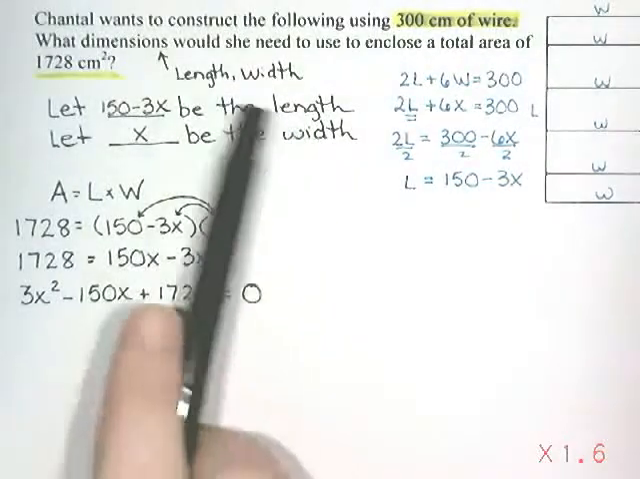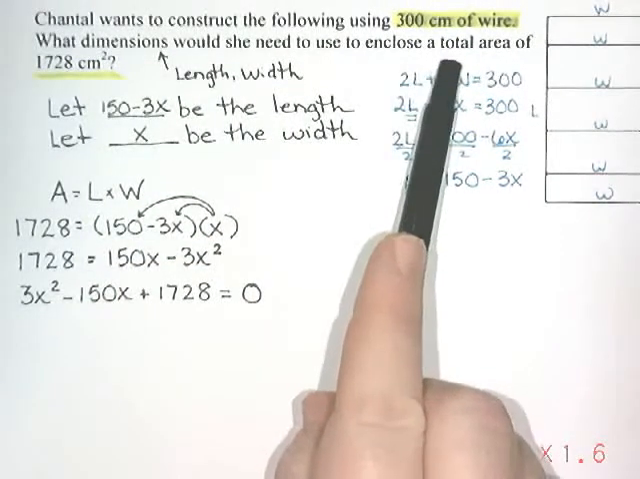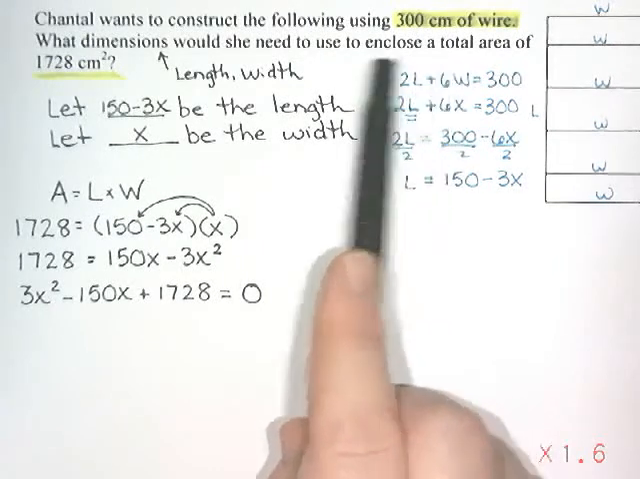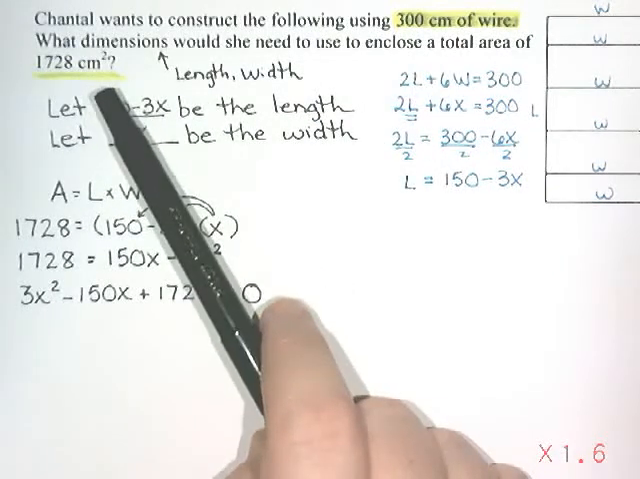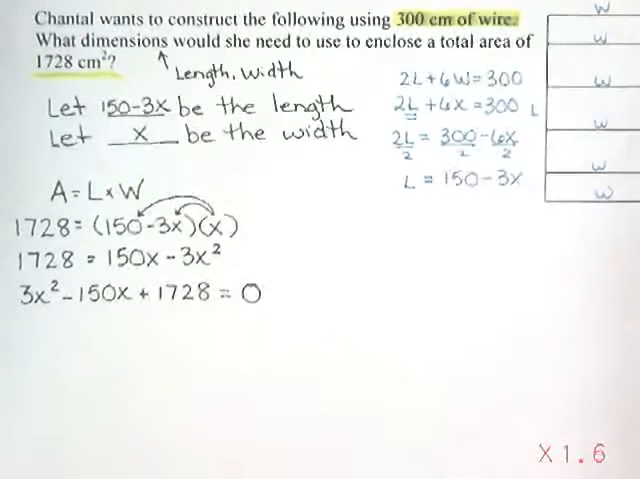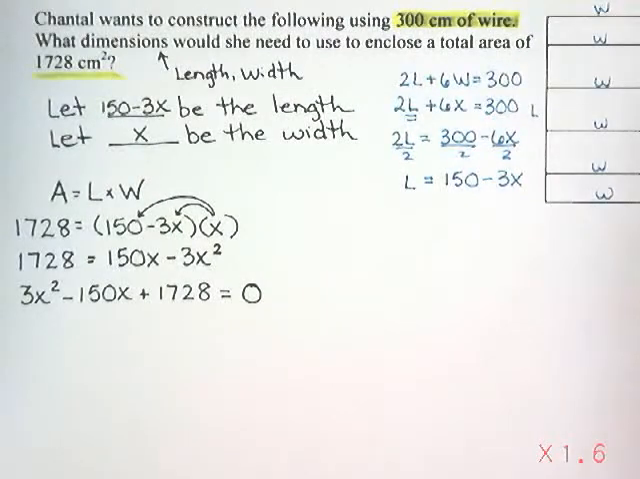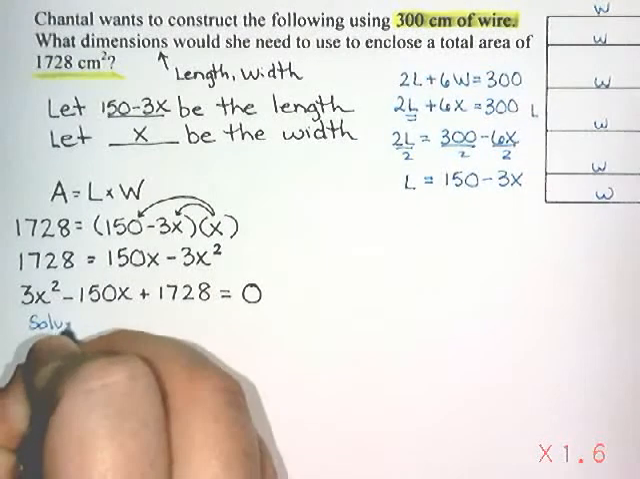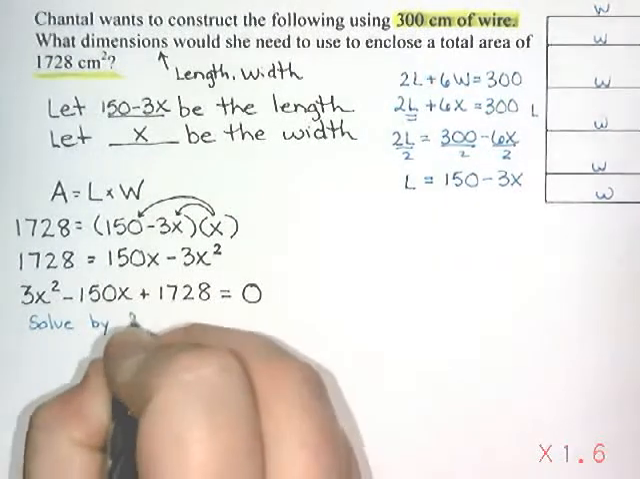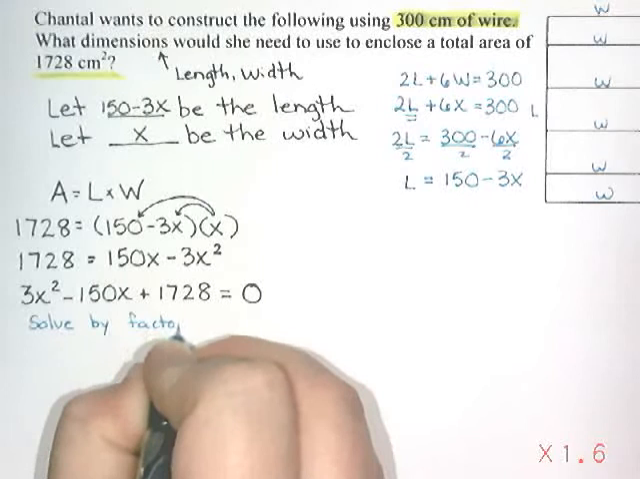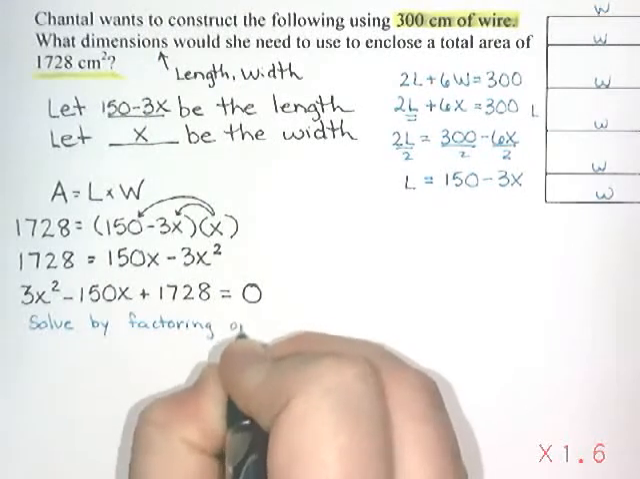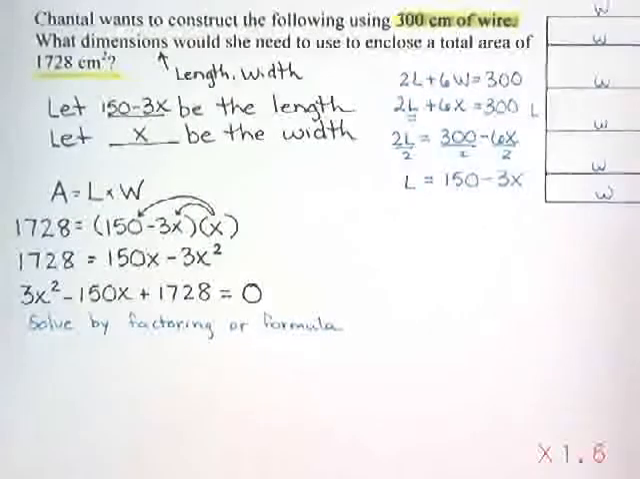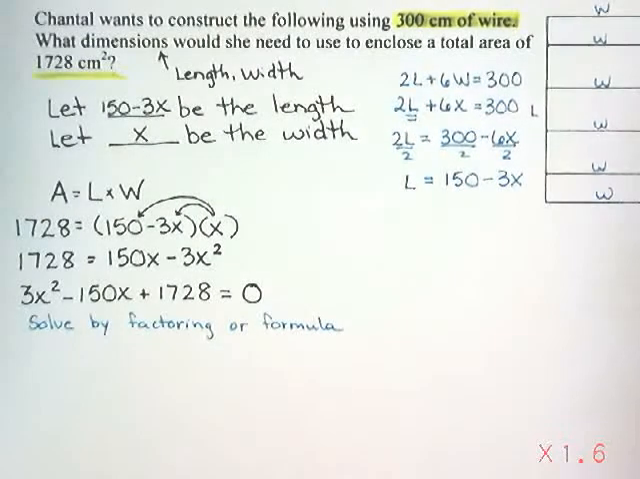So in this question, it didn't ask for the maximum area, the biggest or the largest area. It just wants to know what it is when the area is 1,728, which means this is actually a solving question. So we have a choice here. We can either solve by factoring, or quadratic formula. It's your choice, whatever you like the best.